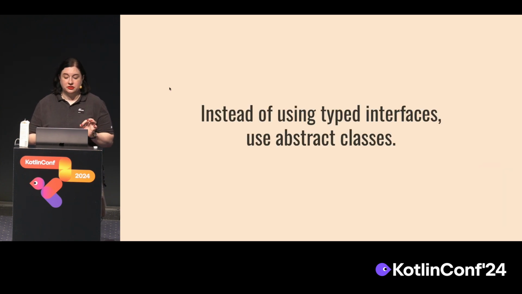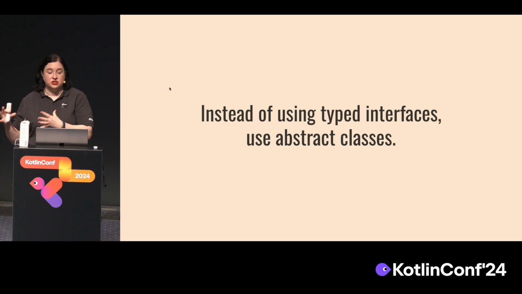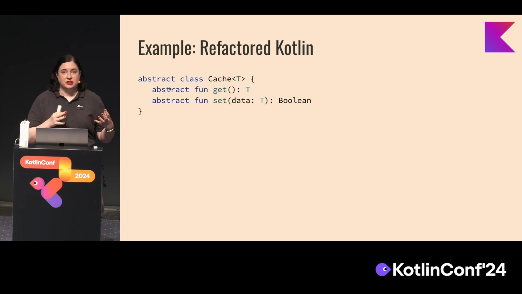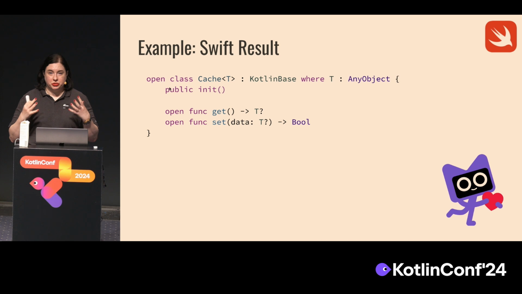So the trick to resolve this, instead of a typed interface, is to use an abstract generic class. And this way the type argument is going to be preserved. So instead of our interface Cache, we're going to have an abstract class Cache. And that will preserve our type argument for us. So we can see here it's preserved, and we can also go ahead and extend from this class in Swift.